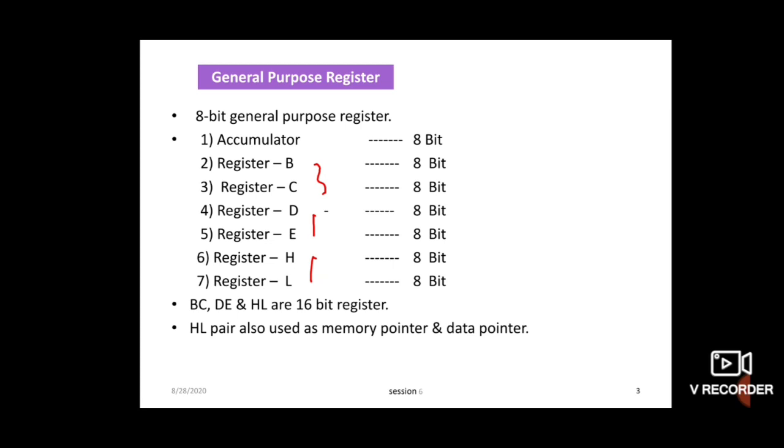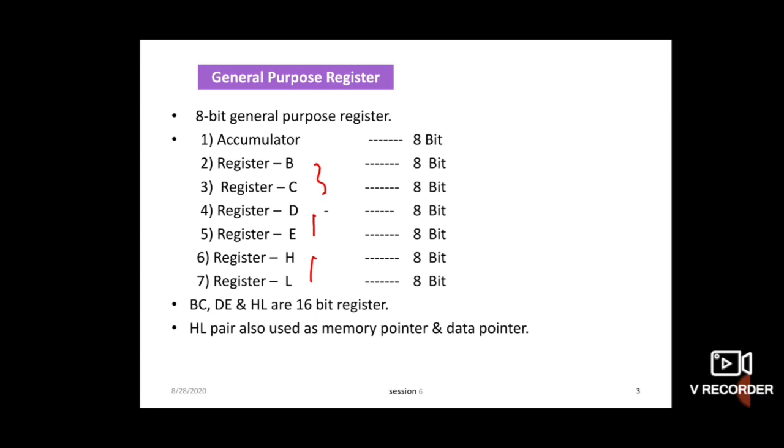Now next is the HL pair, also used as memory pointer or data pointer. Why is it called that? Because the HL register pair may be used as a memory pointer. But BC and DE pairs are not used that way. Only the HL pair is used for memory pointer, and it is also used for data pointer. Understood students? What is a general purpose register? General purpose registers in 8085 are B, C, D, E, H and L.